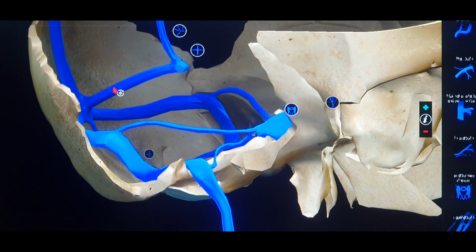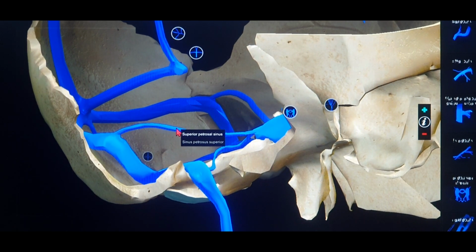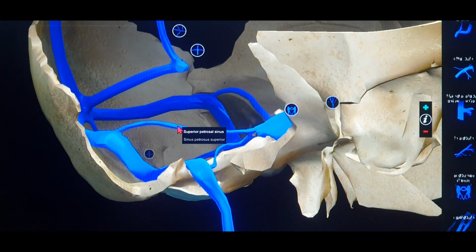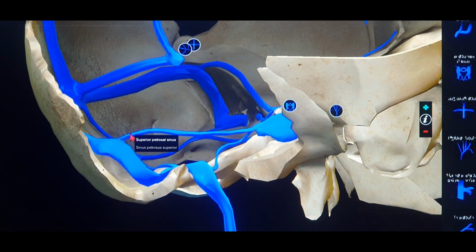So as you can see now, this view is much clearer, I guess. As you can see over here, what is this? This is the superior petrosal sinus. And what is this? That is the inferior petrosal sinus, right? So now what are these petrosal sinuses?